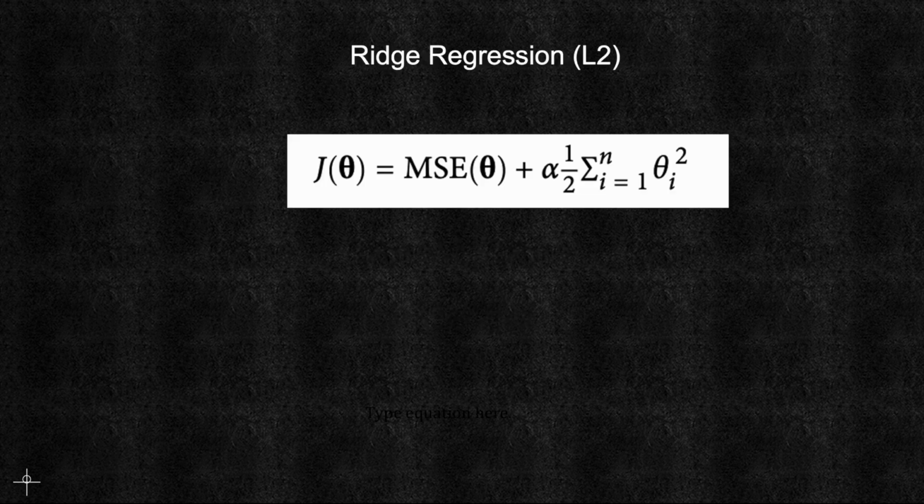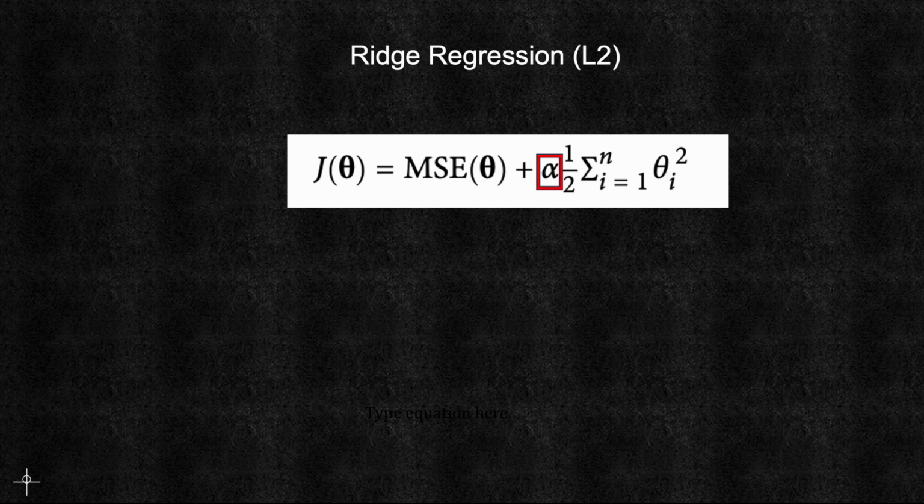First, let's take a closer look at ridge regression. Ridge regression is often called L2. In ridge regression, a regularization term is added to the cost function, summing up the squared values of the theta parameters. When using gradient descent to minimize the cost function, this regularization term forces the model to not only minimize the MSE, but also keep the model weights as small as possible.